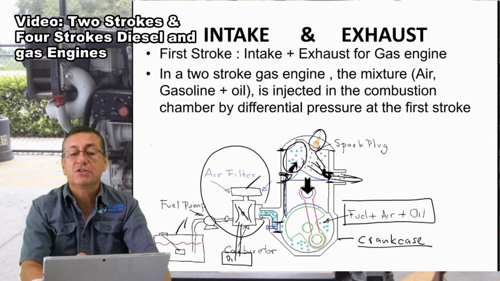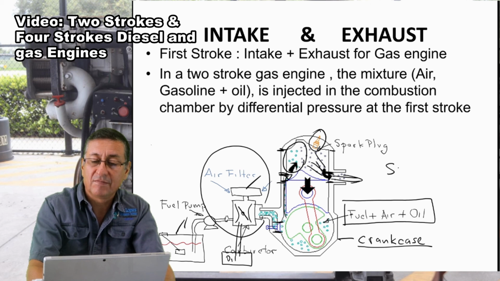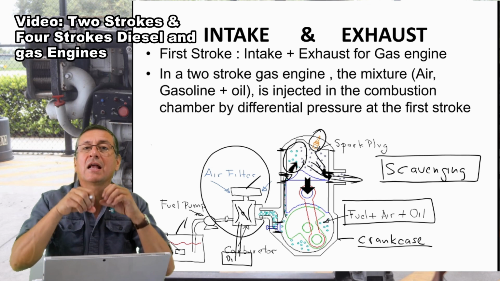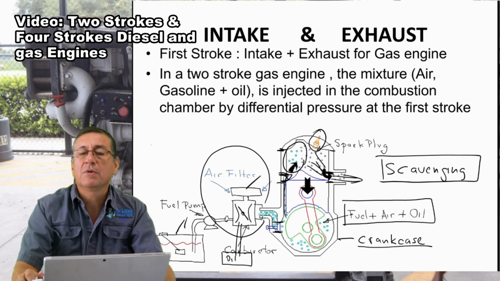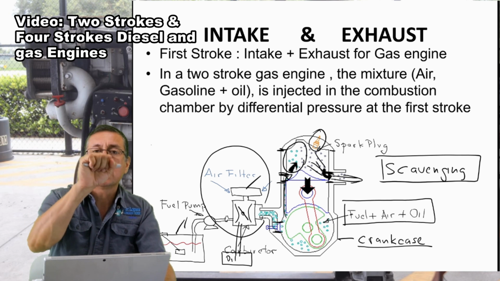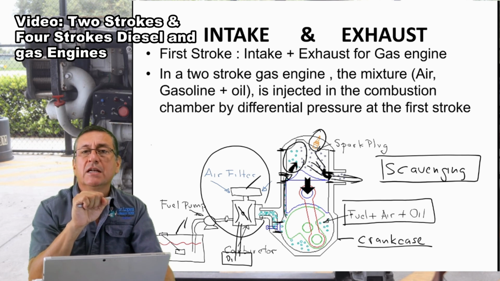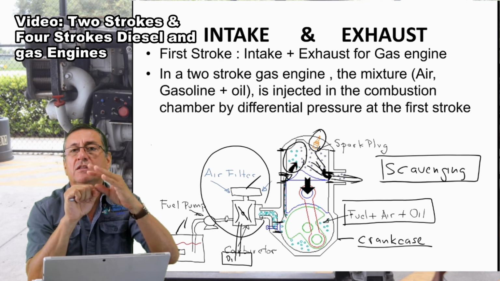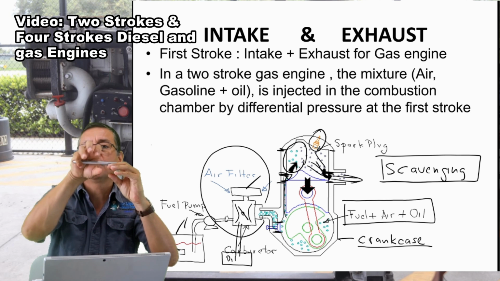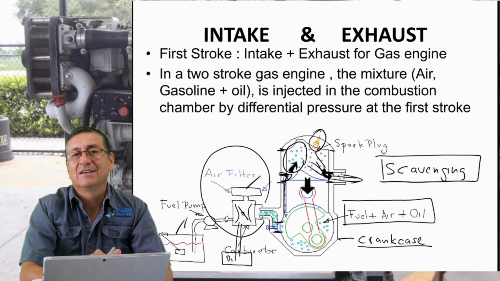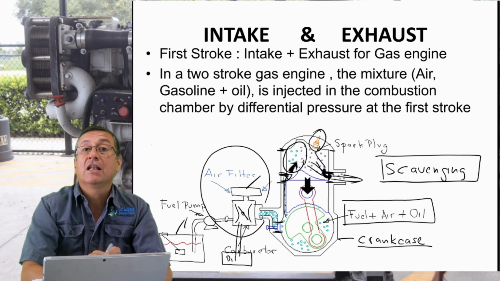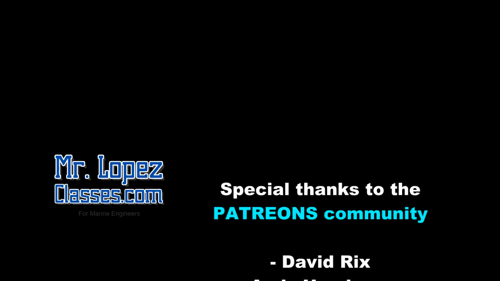The name of that process is scavenging. What is the meaning of scavenging? It is the cleaning of the combustion chamber when the piston reaches the bottom dead center, and the fresh mixture enters through one port and pushes the smoke out the other port. This is the scavenging and occurs in two-stroke engines.